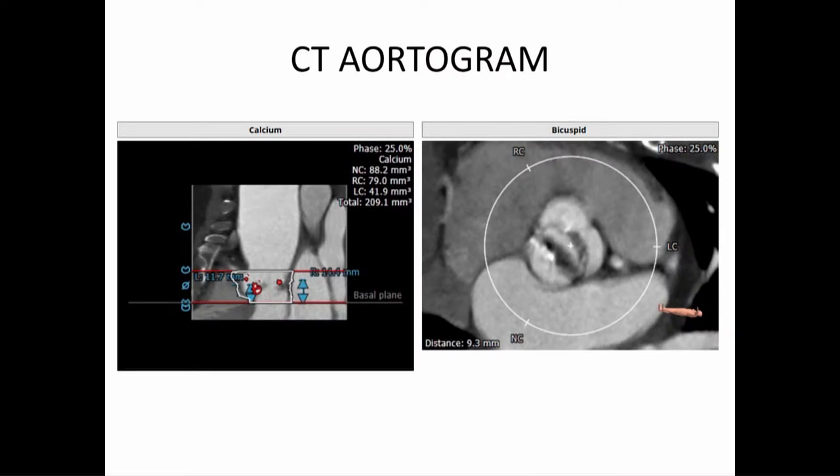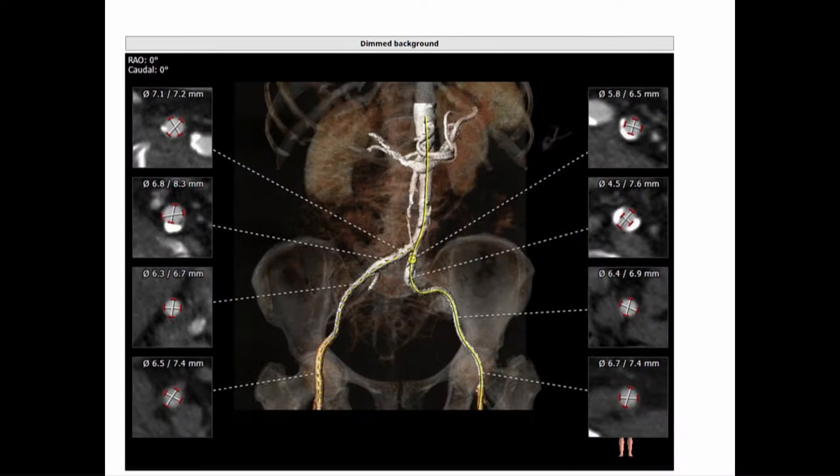Vascular access: arteries on the left are very calcified, common iliac and tortuous on the left. On the right, the vessels were a little less calcified. It was more straight. Vessel diameters were around 6.5 at the smallest and around 7 in the common. So we elected to go on the right.